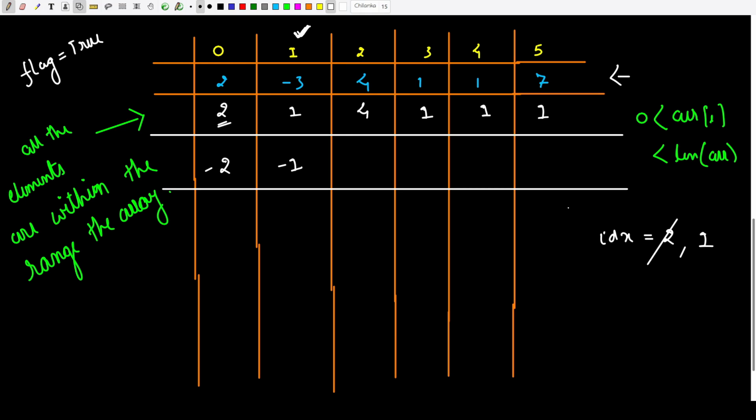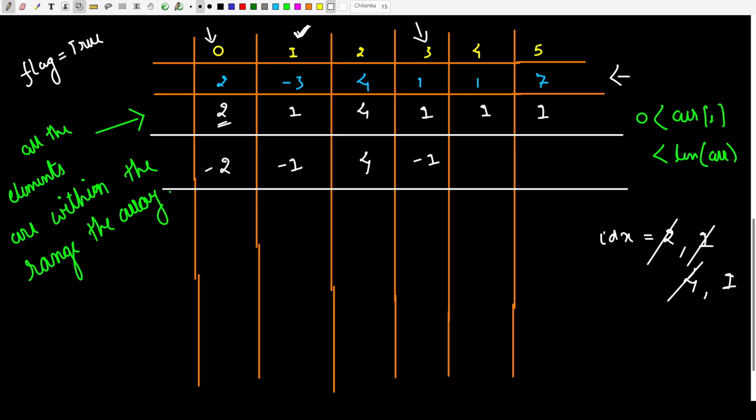Now the next value is 4, so idx becomes equal to 4, and 4 minus 1 is equal to 3. So this value we are going to turn to negative, indicating that 4 exists in the array. So this value becomes minus 1. Now the next element is minus 1, so again we are going to take the absolute of this value, so this becomes 1, and 1 minus 1 is 0, so this is at this position. So again we are going to turn this value to negative.